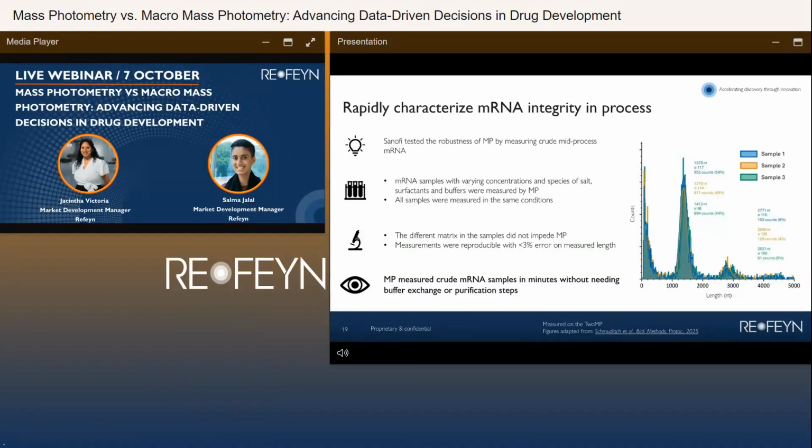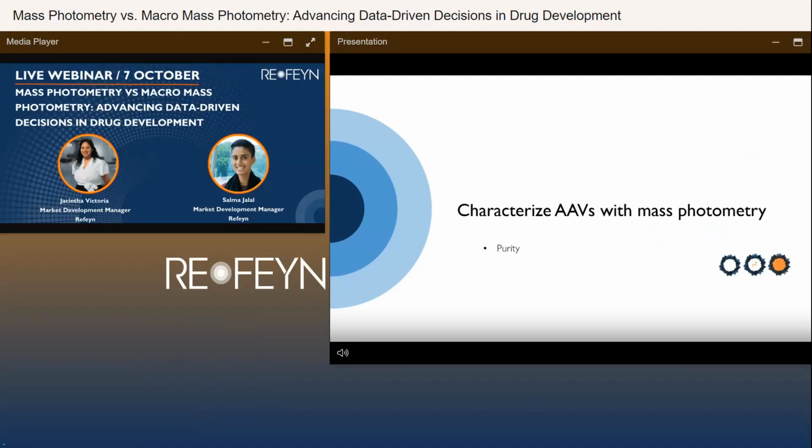And then now I'm going to hand over to Jacintha to walk you through viral vectors applications for MP. Thank you, Salma. Now let's look at some data sets generated for viral vectors using mass photometry.